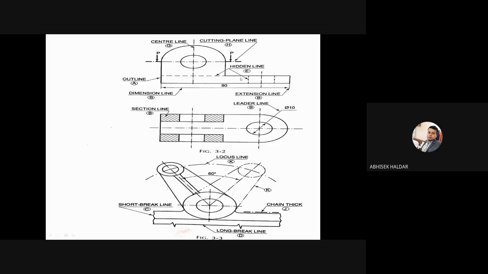First one you can see, this is A1. This first one is the outline. You can see this is a thick line. Outline means the whole outline of this object will be a bit thick. That is the object outline.